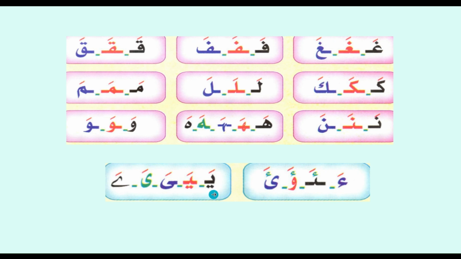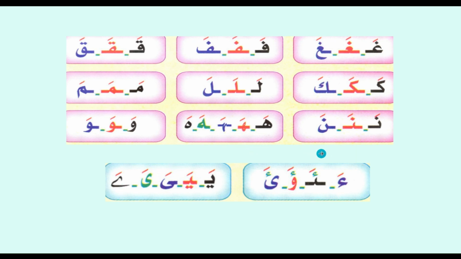These are the different forms of ya: beginning, middle, end. And this is an extra shape when it comes at the end of the word, and this shape you only find in the Quran and in the Mushaf.